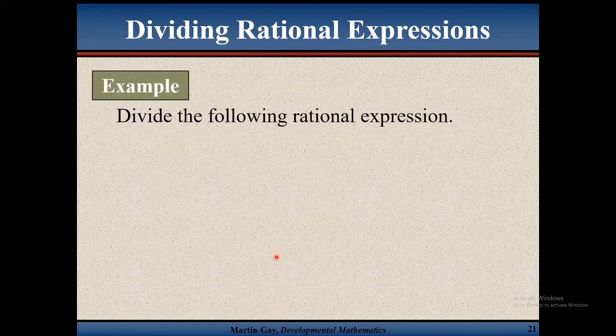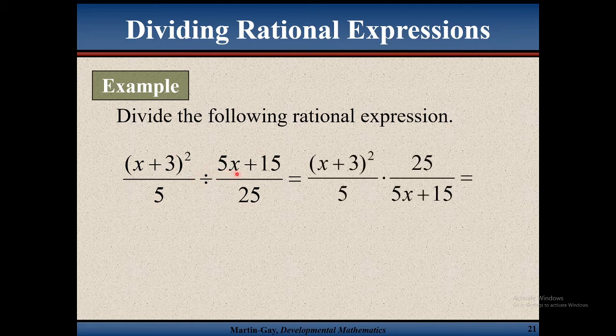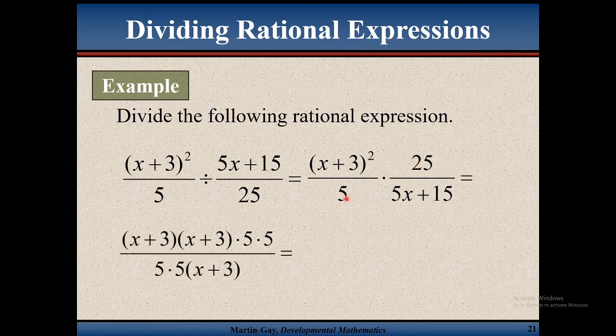Example: divide the following rational expressions, x plus 3 squared over 5 divided by 5x plus 5 over 25. So we are going to reciprocate this one and change divide to times. Alright, then we are going to simplify 5x plus 15. The common term here is 5, and 25 divided by 5 is also 5, making your answer x.